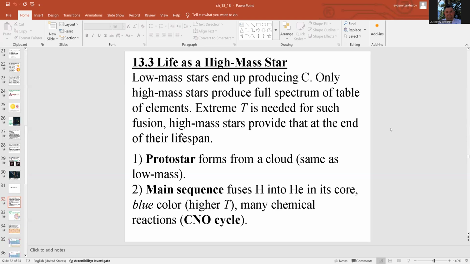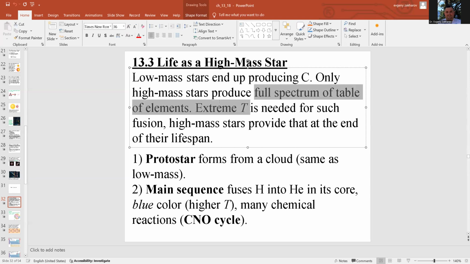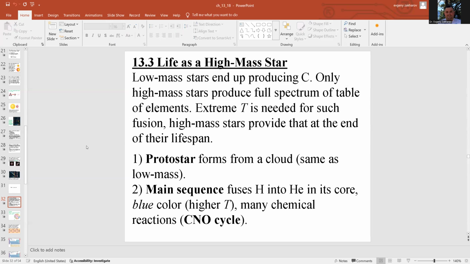Okay, now we move on to high mass stars, and you can see that carbon is the dead end for low mass stars, and high mass stars can produce the full spectrum of elements. So everything you see around as gold, uranium, titanium, those are the products of high mass stars. And high mass stars are pretty rare; they're not common.